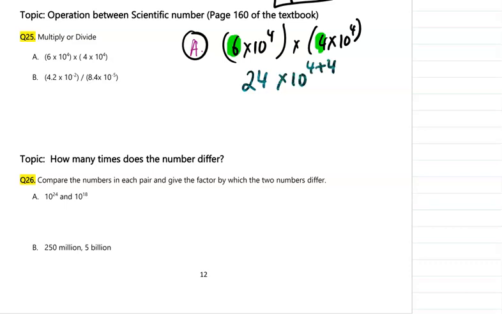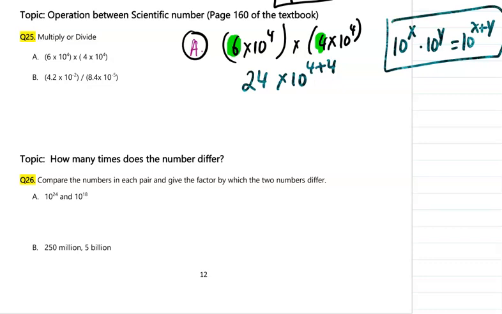Remember that there's an exponent rule. If you have 10 to the power x times 10 to the power y, this is the same as 10 to the power x plus y. So you add the exponents. That's what I did here. So it's going to be 24 times 10 to the power 8.